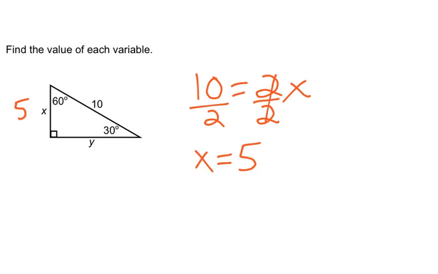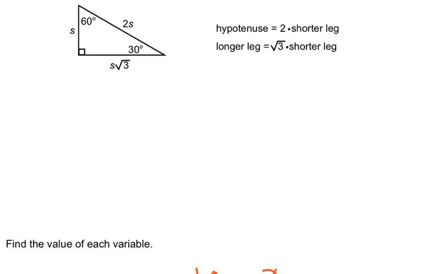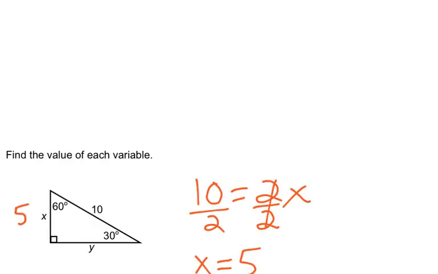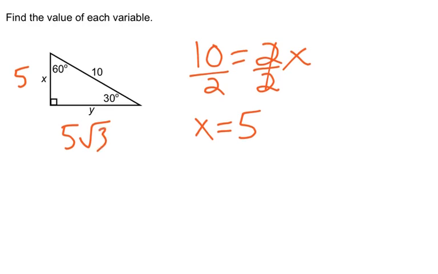Now we still need to find y. But again, with our formula, the longer leg is whatever the shorter leg is times root 3. So our longer leg is 5 root 3, and there you go.